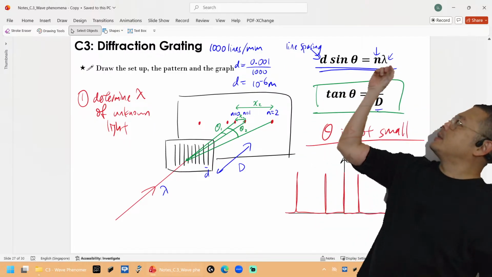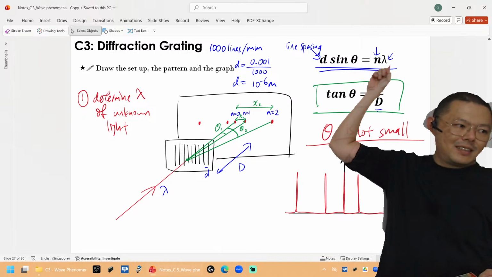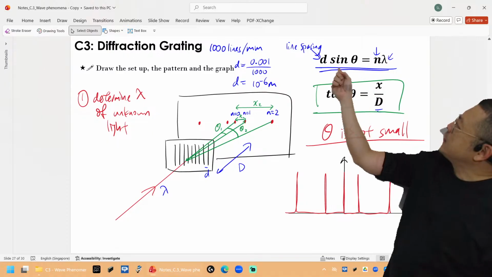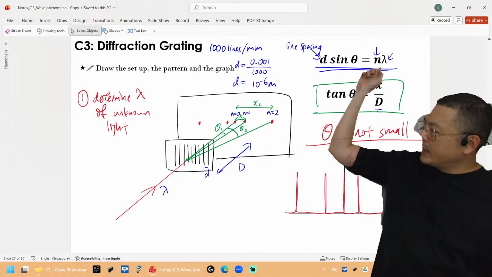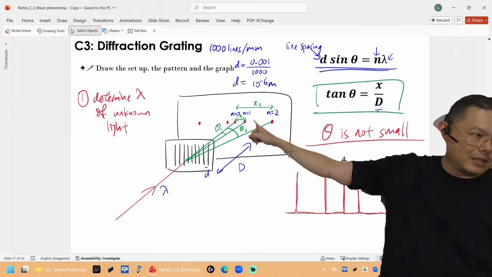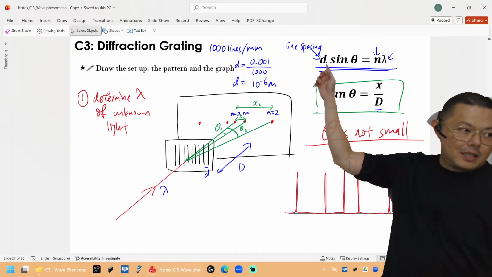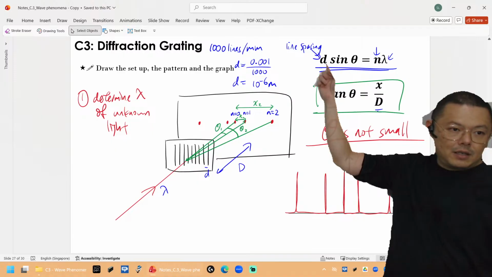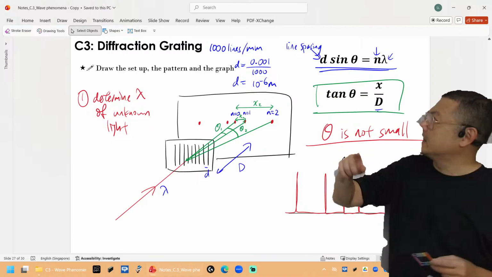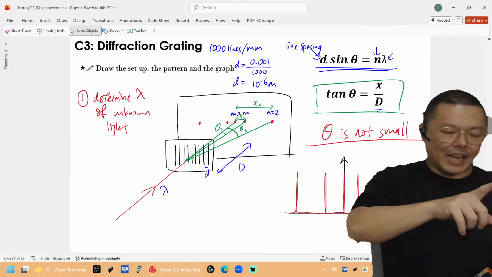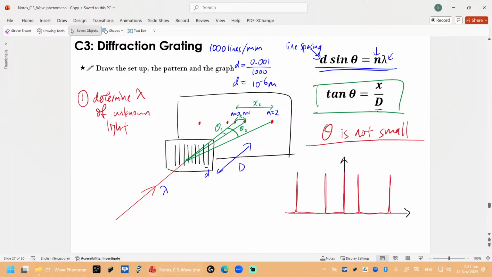In order to find the lambda, what do you need? Because you can't measure wavelength directly, right? So you need what? From this equation, you need n, we can choose, right? Let's say I choose first order. Okay, so n is 1. Then what do I need? D. Can we get D? D is from where? The diffraction grating itself, right? Okay. Theta? Can you measure the angle? Let me show you. Can you measure the angle?